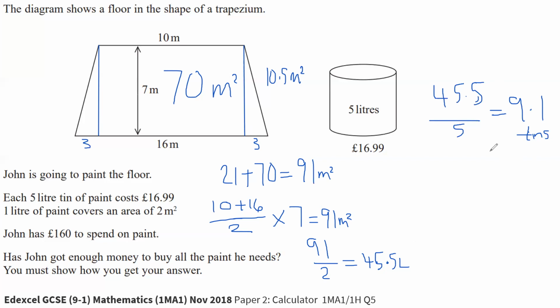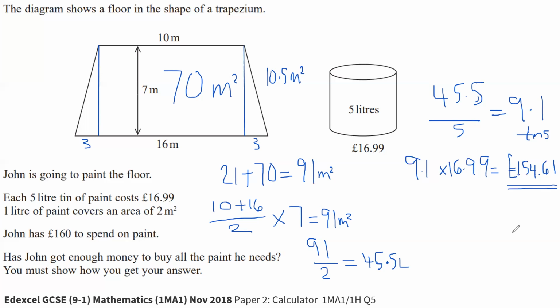So we know that you're going to need 9.1 tins of paint, and that each tin costs £16.99. So we're going to need to do 9.1 times 16.99. And if you do that sum, you're probably going to have to do it on a calculator, or at least I did. You're going to get 154.609. So I'm going to round that to 154.61. So this is our total. John's been given £160, so he has got enough to spend on the paint. Brilliant.